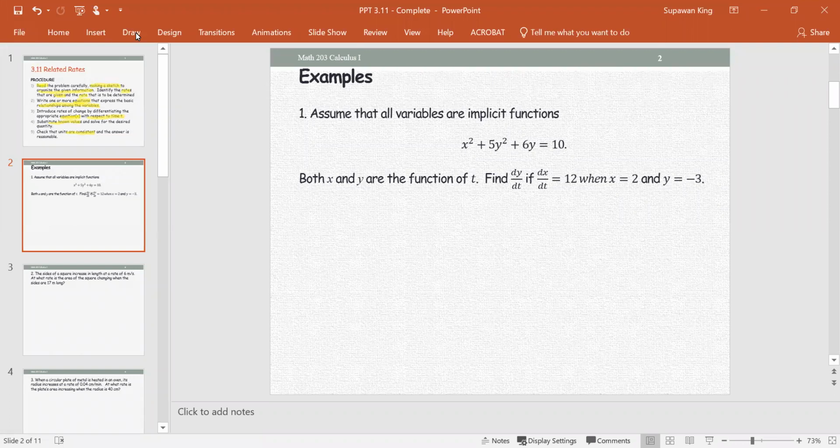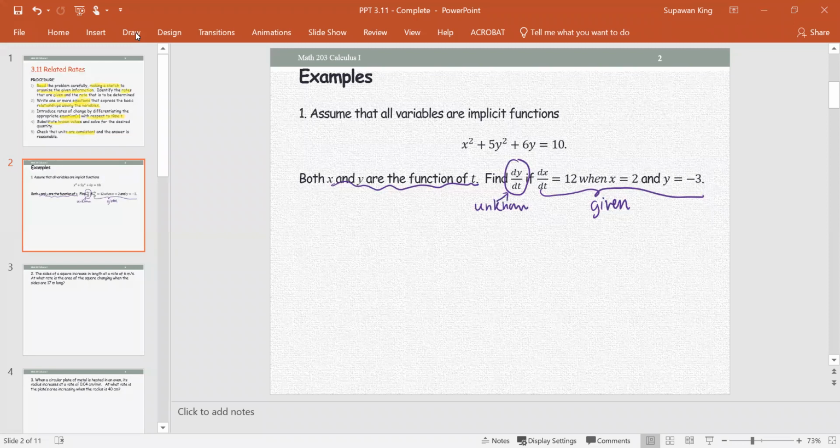Example 1. Assume that all variables are implicit functions, and we have the implicit equation x squared plus 5y squared plus 6y equals 10. Both x and y are functions of t. Find dy by dt if dx by dt equals 12 when x equals 2 and y equals negative 3. So this is the set of given information, and dy by dt is the unknown, what we are going to find.